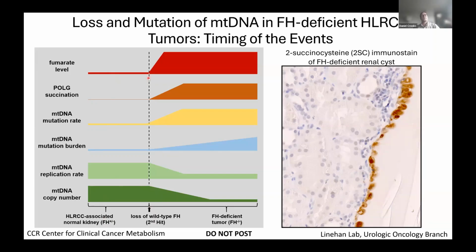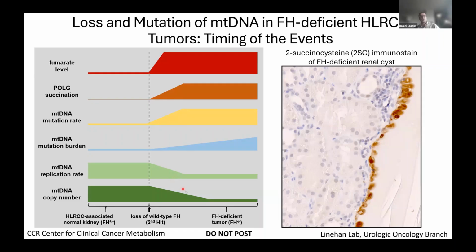And I think one of the earliest things is that fumarate rises, and that rising of fumarate causes things to become succinated. So polymerase gamma then becomes succinated. And once it's succinated and its function is altered, the mutational rate increases in the mitochondrial DNA. Much more slowly, I think the mutational burden increases, because it takes time for these mutations to be introduced and to become homoplasmic or rise in heteroplasmy. At the same time, the replication rate decreases because of the lack of processive activity of polymerase gamma.